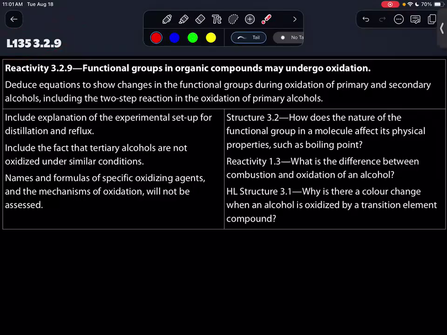Today we're going over reactivity 3.2.9. This discusses functional groups and how organic compounds may undergo oxidation. So we're going to come back a little bit to redox for the next couple videos.